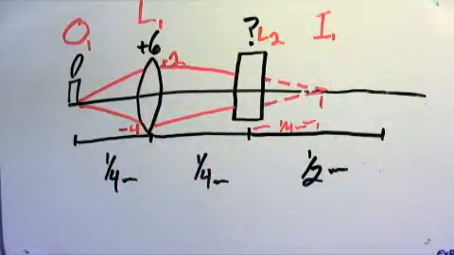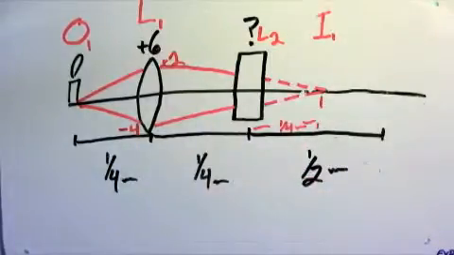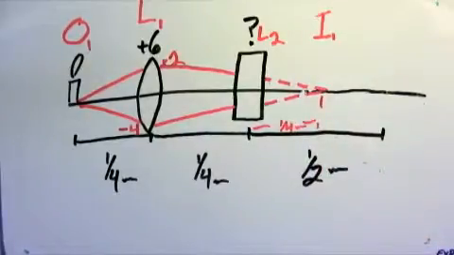Second question, real and virtual. Okay? Is object 1 real? Well, it's to the left of lens 1. So it's real. Is image 1 real or virtual? Well, it's to the right of the lens, and we said that if the image is to the right of the lens, it's real. So image number 1 is also real.